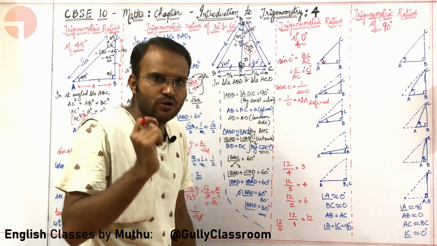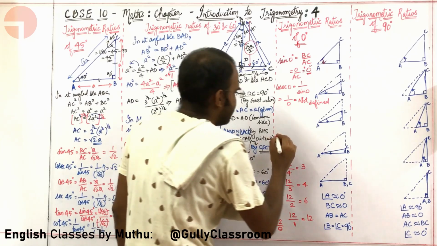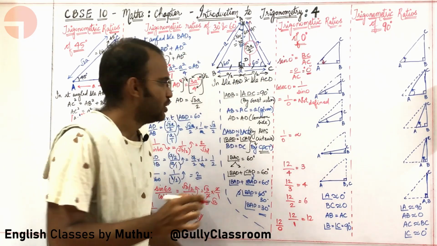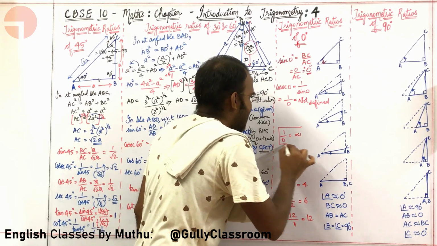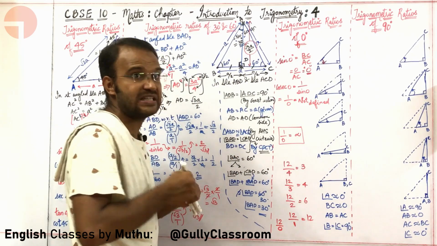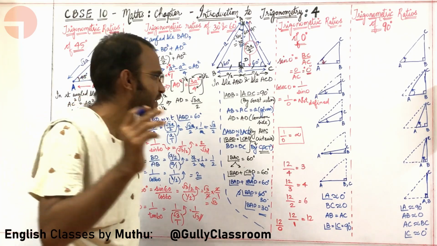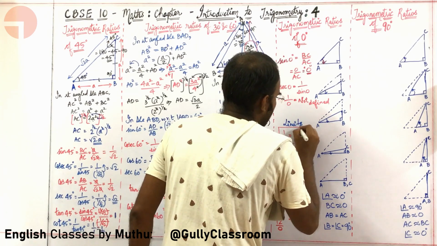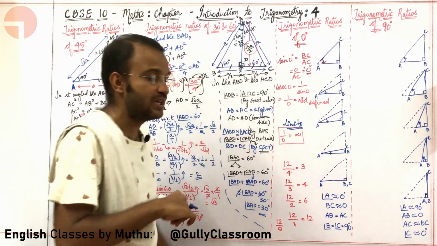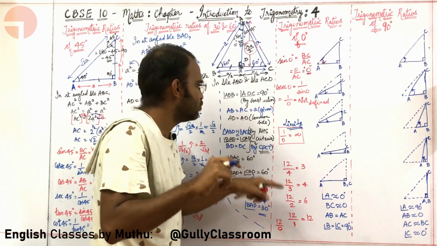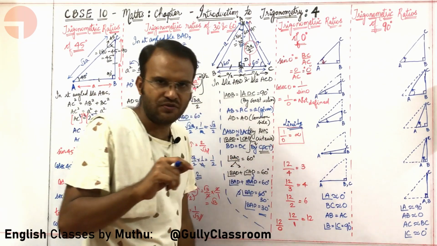Sometimes in certain books, it will be written that 1 by 0 is infinity, but you should not consider this as standard. This is true only for one particular chapter which you will study in your 11th standard, called limits. There you will study that 1 by 0 is infinity.